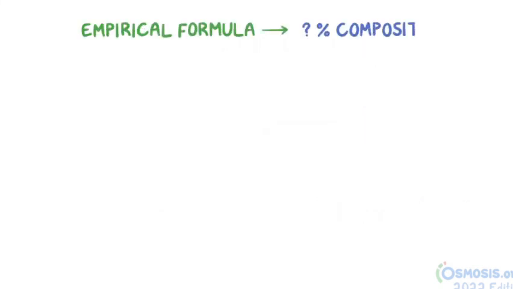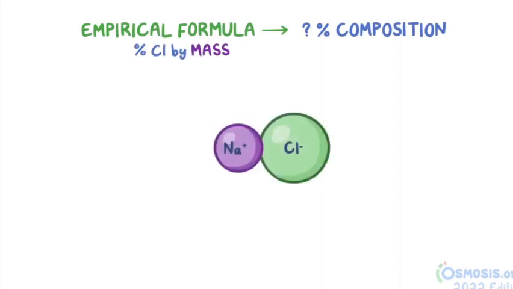Now, it's also possible to do the reverse, to start with the empirical formula and then calculate the percent composition. As an example, let's calculate the percent of chlorine by mass in 3 separate compounds. The first compound is sodium chloride.